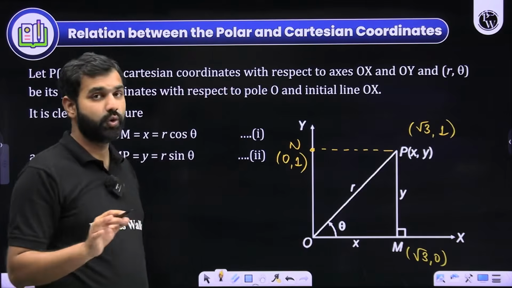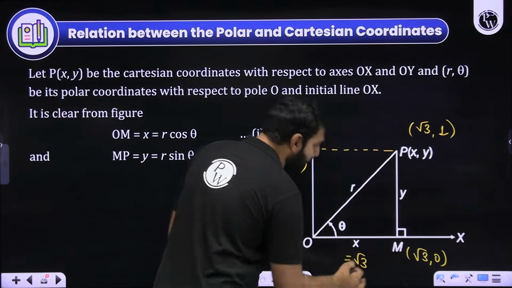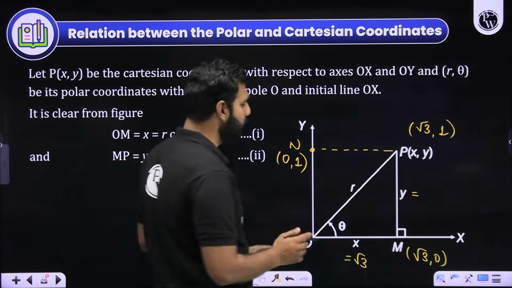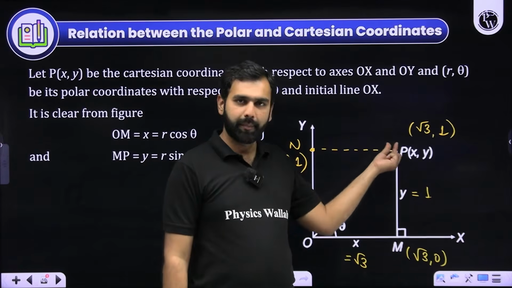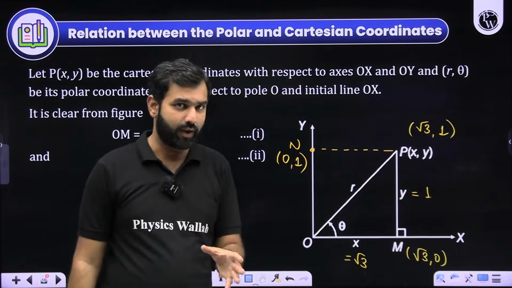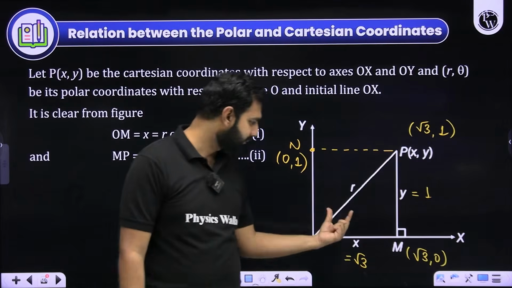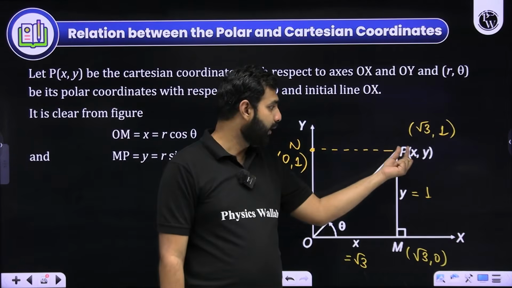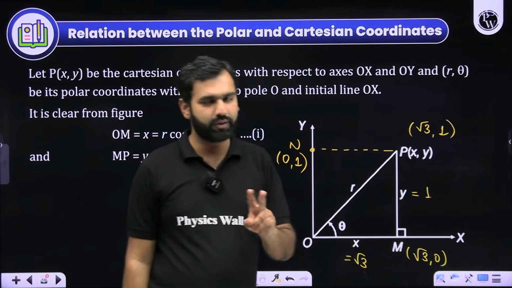So I hope there is no doubt or hesitation that this distance OM is going to be root 3 and this distance PM is going to be 1. That's exactly what we have been discussing: if I drop a perpendicular from this point on the x-axis, it will be the magnitude of the y coordinate. If I drop a perpendicular from this point P on the y-axis, it will be the x coordinate. So I hope there is no confusion on that.